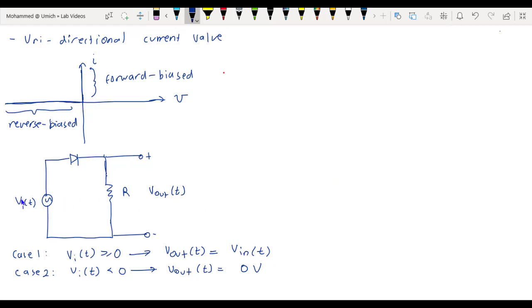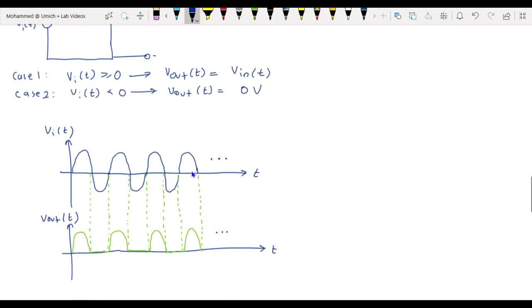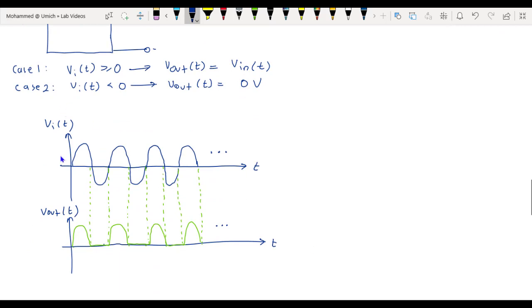Now let's look at a plot of the input voltage and the output voltage. So here's our input voltage waveform. It's a sinusoid at a certain frequency. And so our output voltage during the first positive half period of the input, V out of t equals V in of t. Then once the input voltage V in of t becomes negative, V out of t equals 0 volts, and it stays 0 volts until V in of t becomes positive again. Once V in of t goes through the next positive half period, V out of t equals V in of t, and then once it goes through a negative half period, V out of t equals 0, and so on.